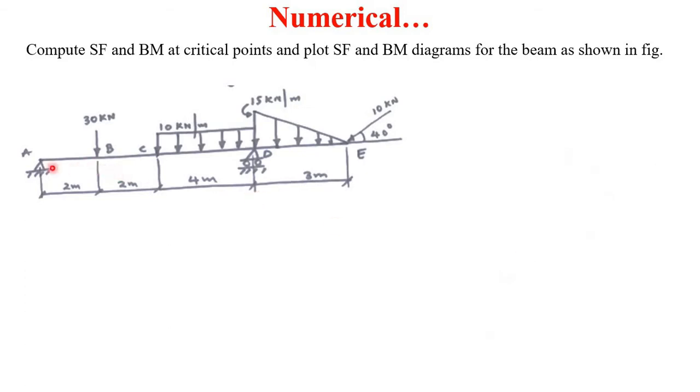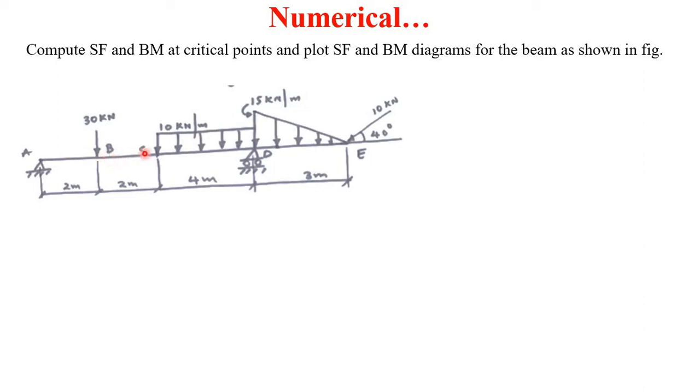Here an overhanging beam is given, because this beam is supported at point A and at point D, and from D to E the beam is overhanging. It is supported at A and at D. At A it is a fixed support and at point D it is a roller support. Also, a 30 kilonewton vertical load is applied at point B, which is 2 meters from A.